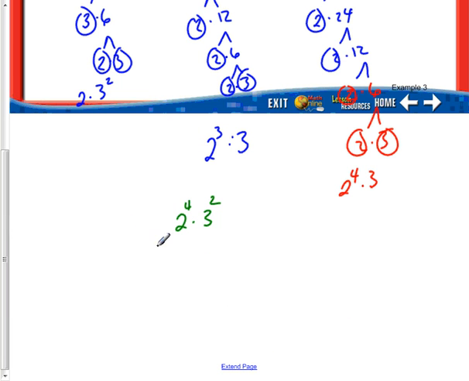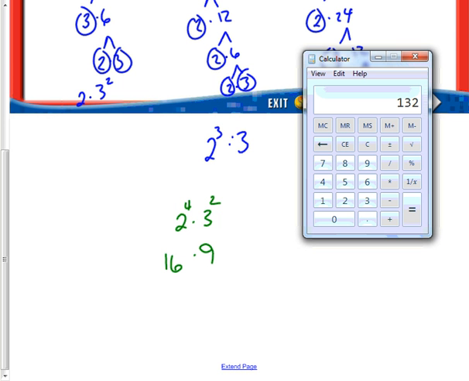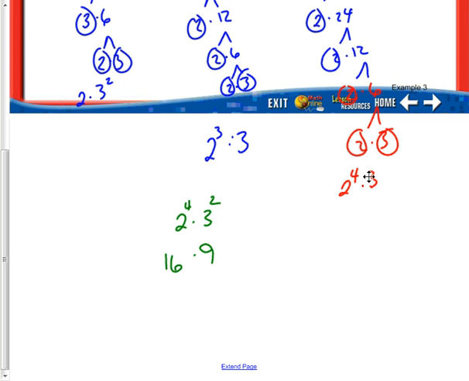So 2 to the 4th, well, 2 times 2 is 4, times 2 is 8, times 2 is 16. And 3 squared is 9. So I need to do 16 times 9. Well, if I want to, I can always jump onto a calculator to do 16 times 9, and that gives me 144.